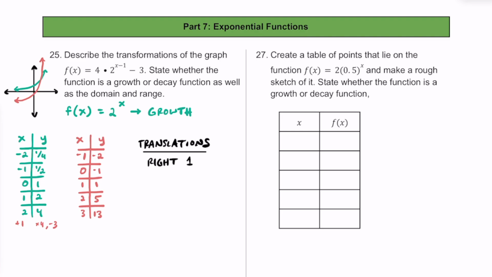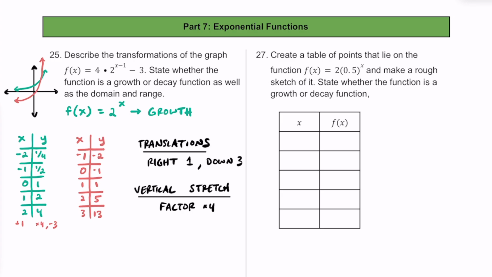And we also are going to say that we have another translation that is going to be down 3 units. So there's 2 types of translations, which is just left, right, up, and down. And then we have a vertical stretch here by a factor of 4. So everything in the y direction is being multiplied by 4 as we're stretching everything vertically.